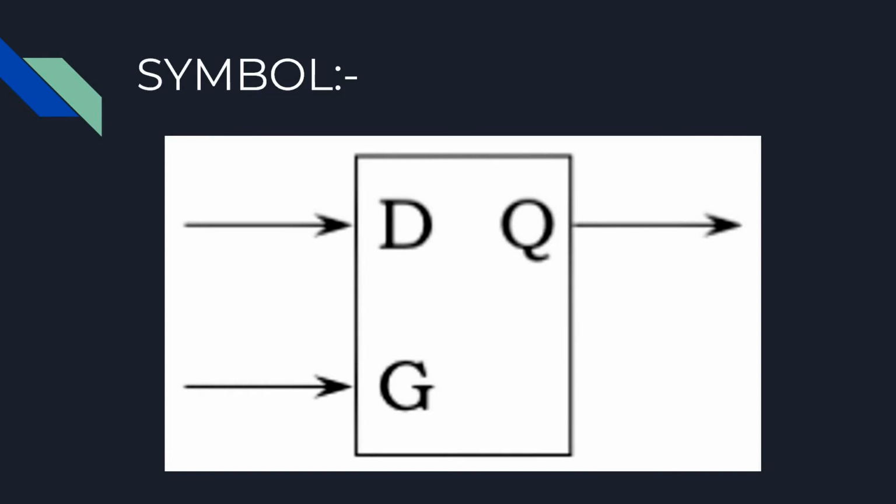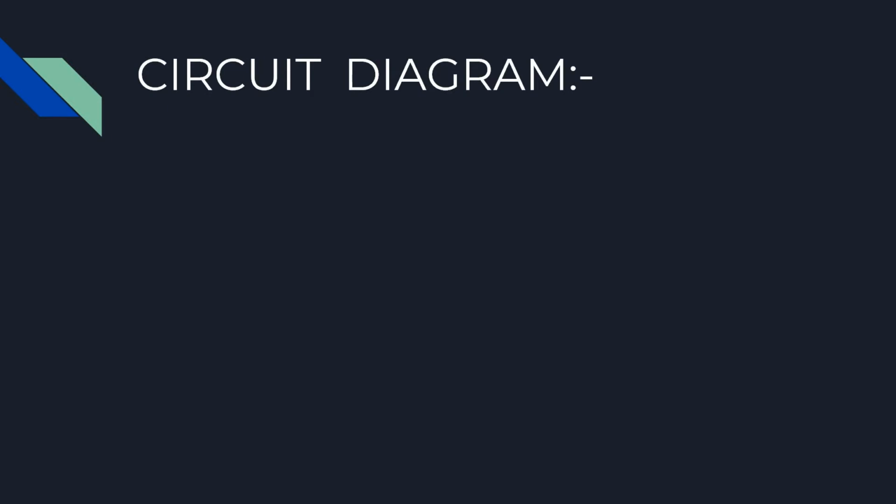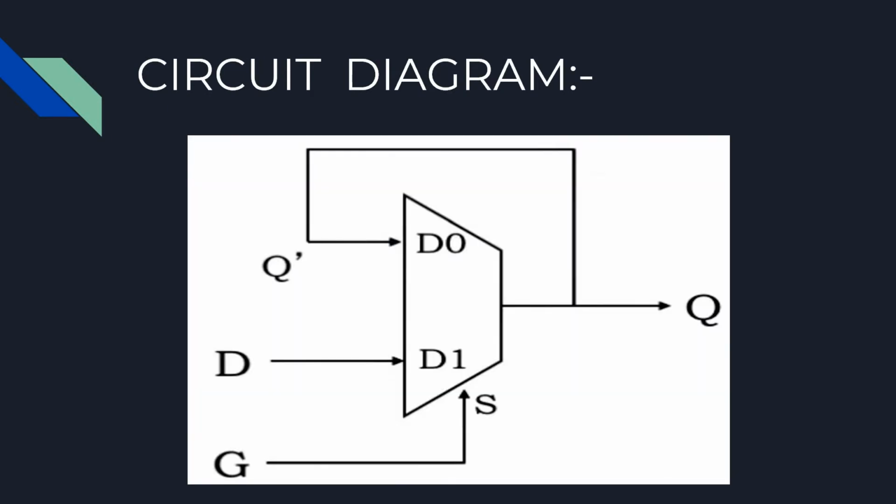Next, let us look into the circuit diagram of a D-latch using 2-to-1 multiplexer. As you can see, the control signal is the gate signal in this case, and there is a data input signal and the data output signal, which is fed back to D0 input of the multiplexer. When the latch's gate is high, when the control signal is high, the latch is open and information flows from the D input to the Q output.